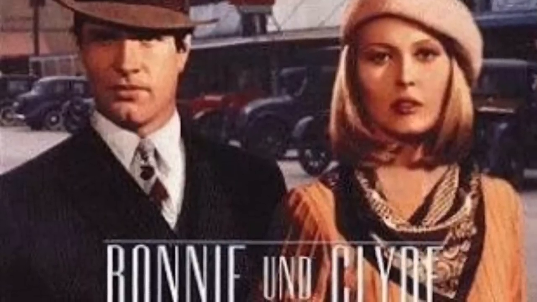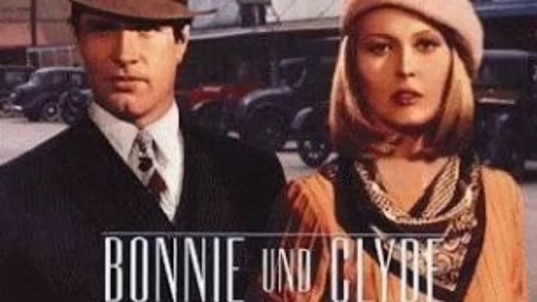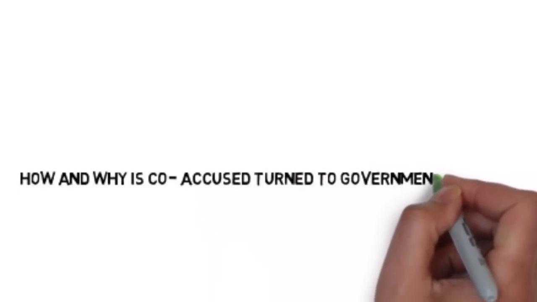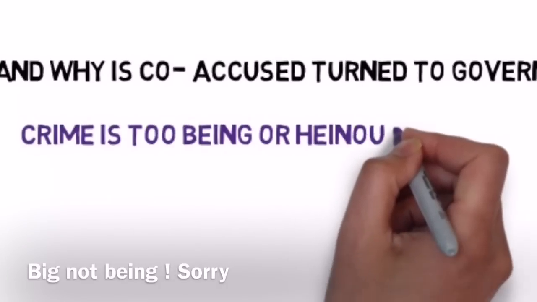So you get it now. Bubbly is Bunty's accomplice, Bonnie is Clyde's accomplice, and so on and so forth. Now let's get back to the study. But how does this co-accused turn into a government approver and give evidence against the main accused? Let's see. How and why is the co-accused turned into a government approver?